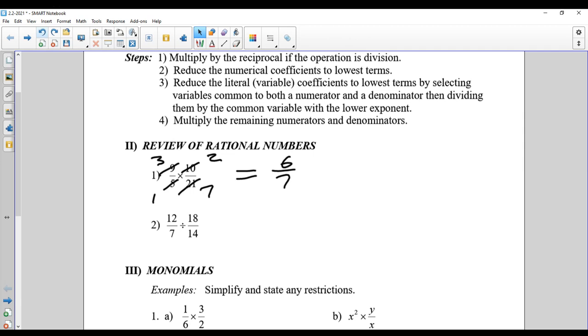Okay? Second one, we talked about this morning. I'm going to keep the 12 over 7, but I'm going to multiply by 14 over 18. I said that when you are dividing, it's the same as multiplying by the reciprocal. So we're going to do that. Then next, I'm going to reduce. We use the red to reduce.